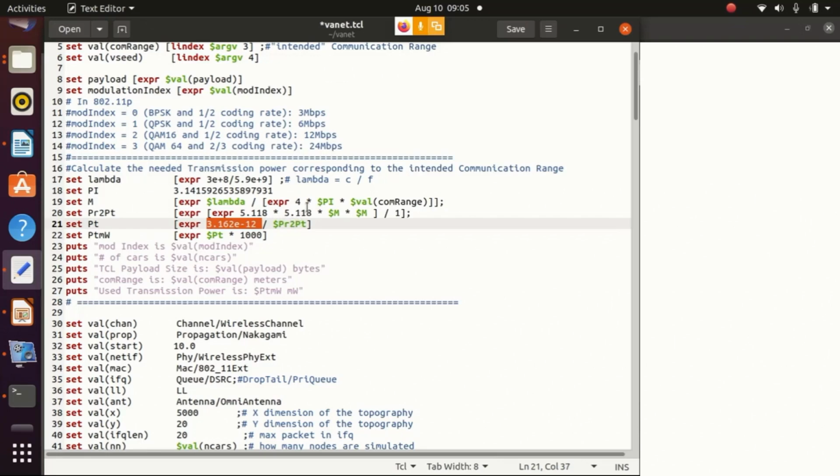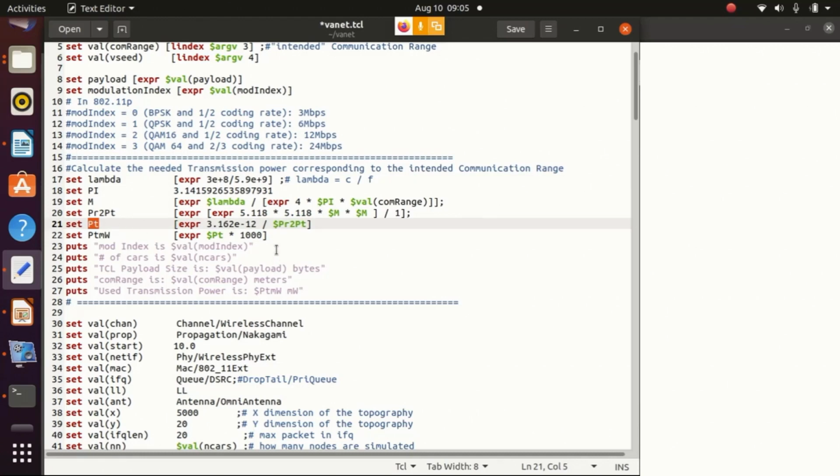If you take a copy and pen and solve this formula, finally you will receive the PT value actually. So how much power you have to transmit, you will know using this formula. Here you will be calculating the transmitted power.